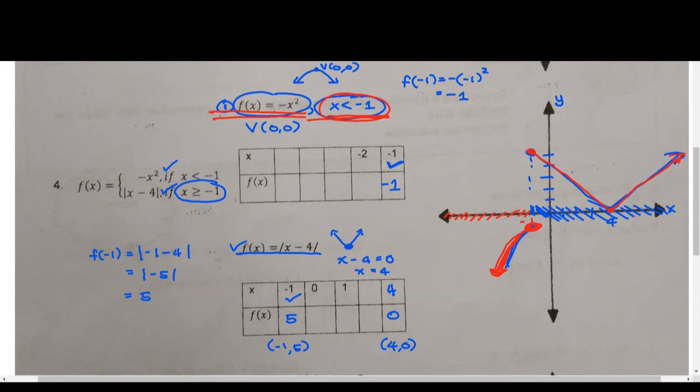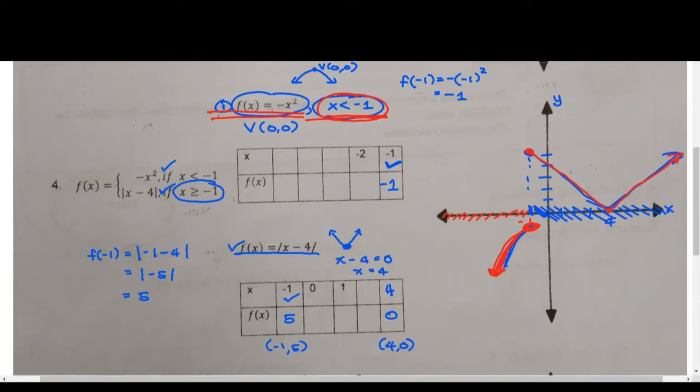Okay, sige. Let's complete the table here. Doon muna tayo sa unang function. What is f of x when x is negative 2? So, magsasubstitute lang tayo dito. F of negative 2. You're going to have negative of negative 2 squared. So, what do you get? Negative of, what is negative 2 squared? 4. So, negative of 4. So, the answer is negative 4.